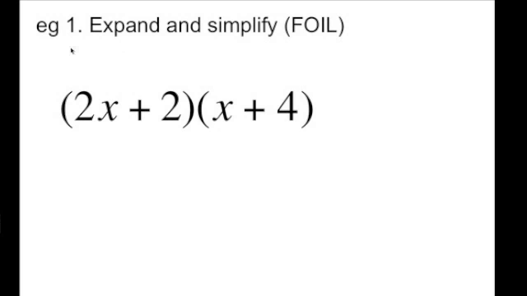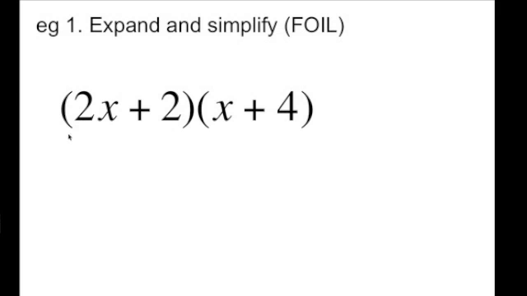Hope you enjoy. Alright, so if you get a question in your math class that says, please expand and simplify using FOIL, all you're going to have to do is multiply things together. That's what expanding means. And simplifying means grouping all your like terms together into the simplest form possible.